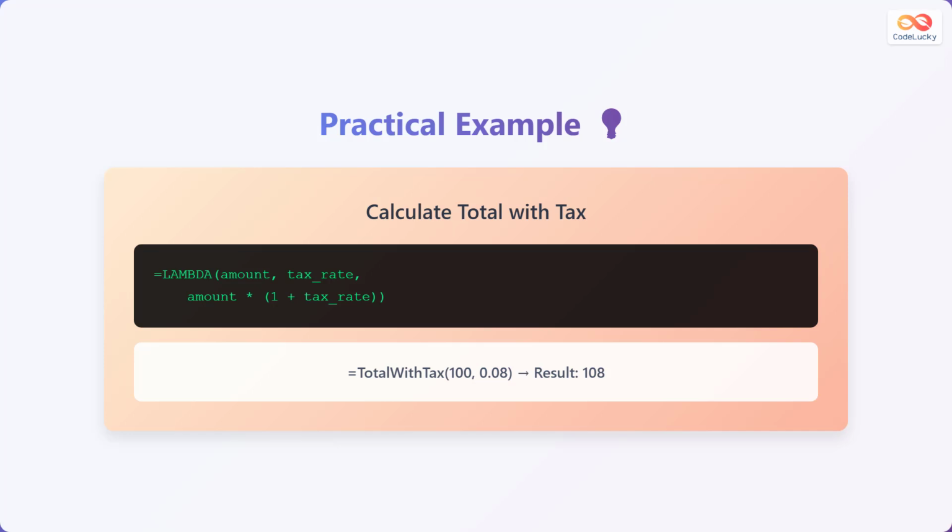Let's delve into a practical example of LAMBDA. Assume that you want to create a function that calculates the total amount, including tax. You can define the LAMBDA function as follows: LAMBDA(amount, tax_rate, amount * (1 + tax_rate)). By using this, an example is TotalWithTax(100, 0.08), which would give a result of 108.